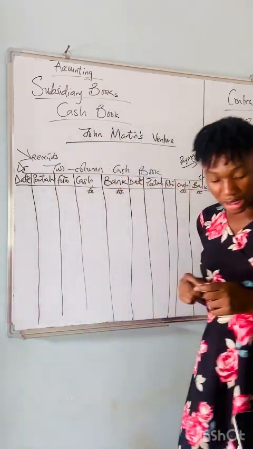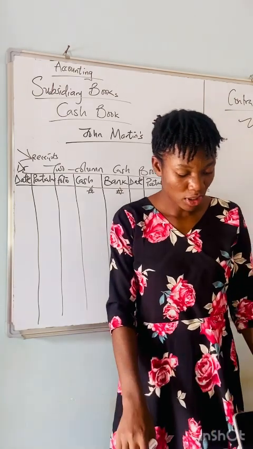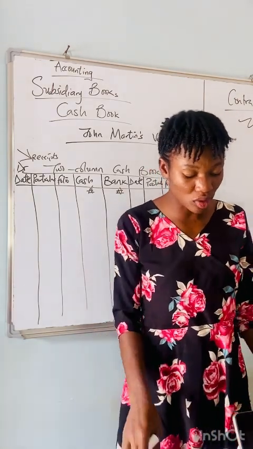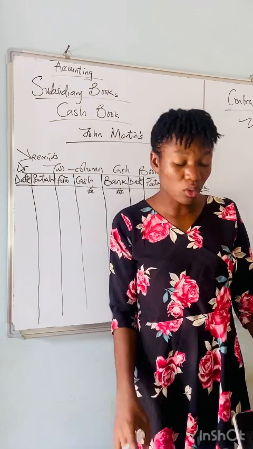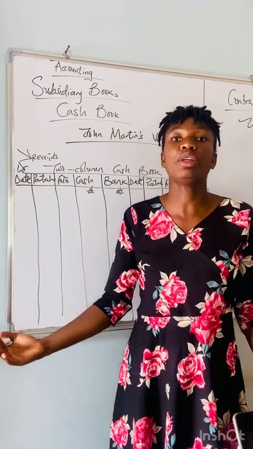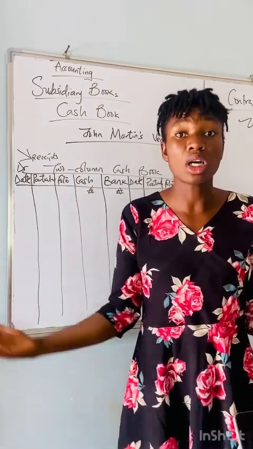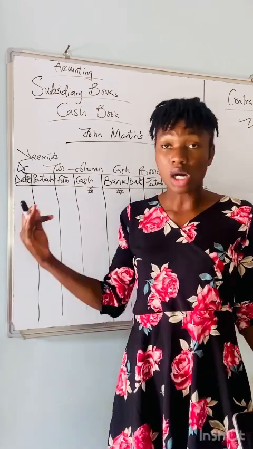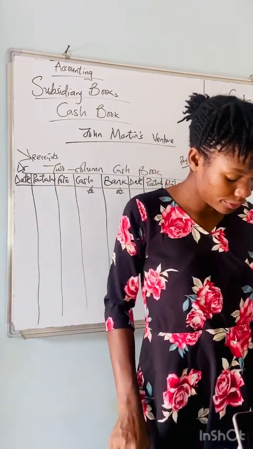Alright, we are entering John Martin's venture, okay? And they are going to be balancing the accounts at the end of the month. I think if you followed us, you'll be able to watch with us in our one column cash book how we're able to balance our account. And we'll still be doing that in this video also.